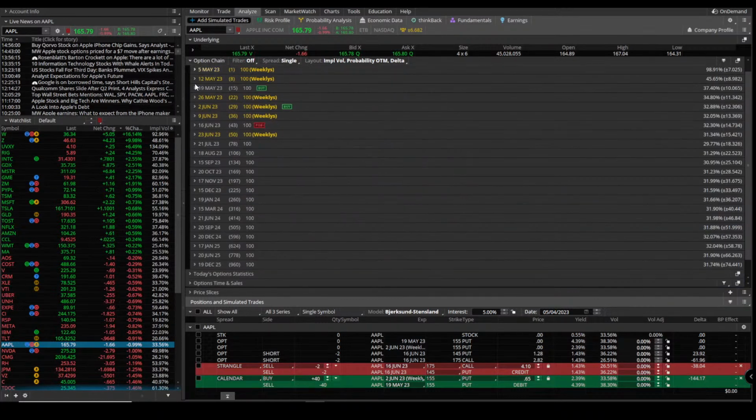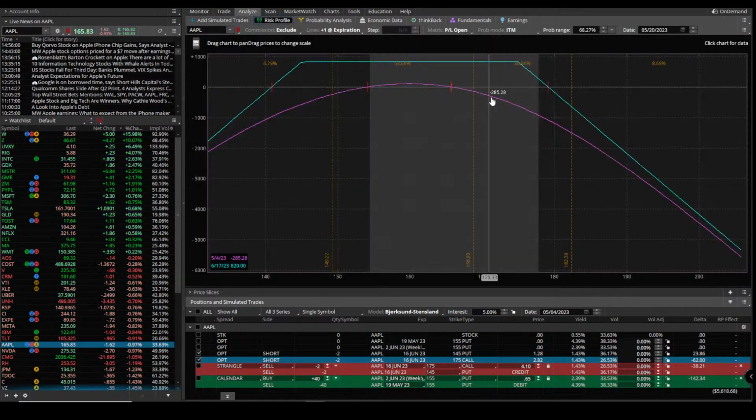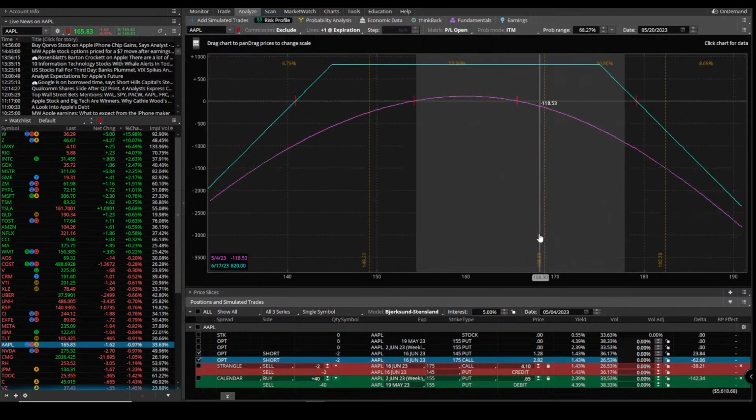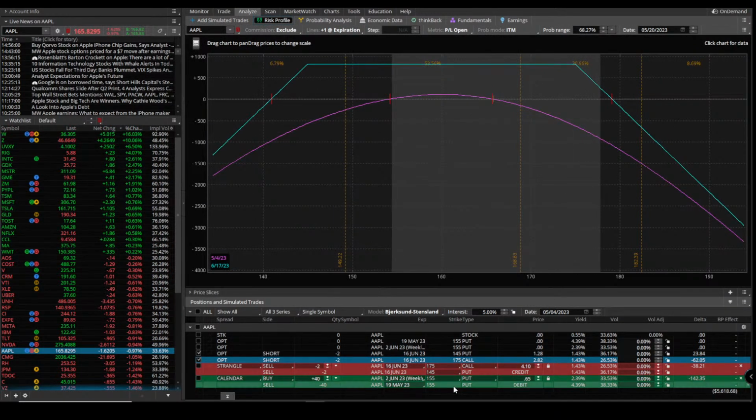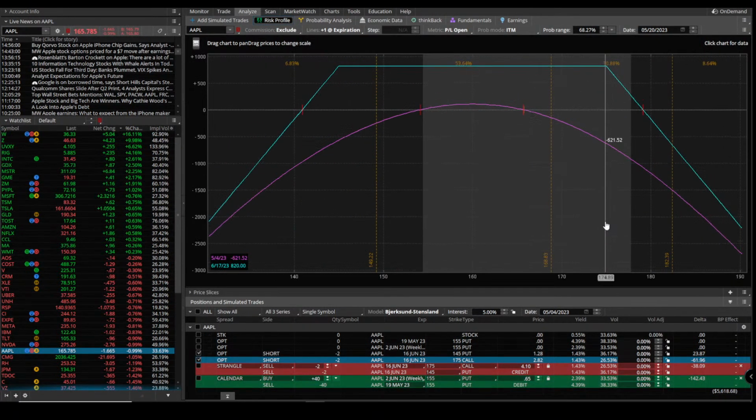So what I did, guys, was I'm taking a look at what just filled. I'm looking out to June, and I'll come back to short term July and June and May. Actually, May and June. I'll come back to that in a minute on the put calendar. But let's do the strangle first since that filled. So I filled this.